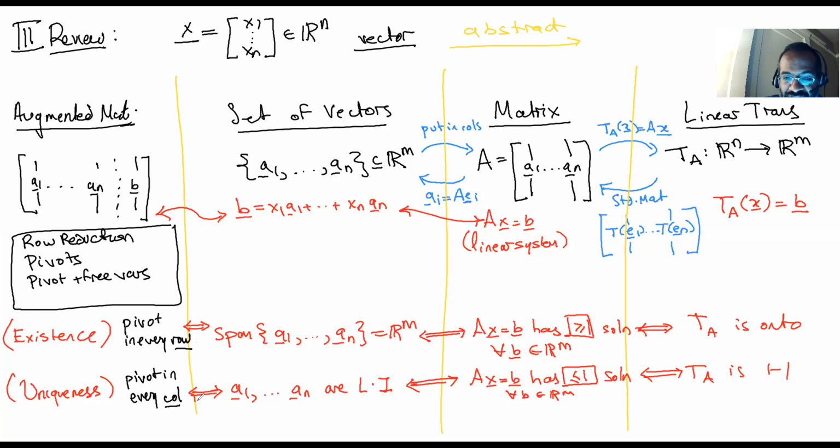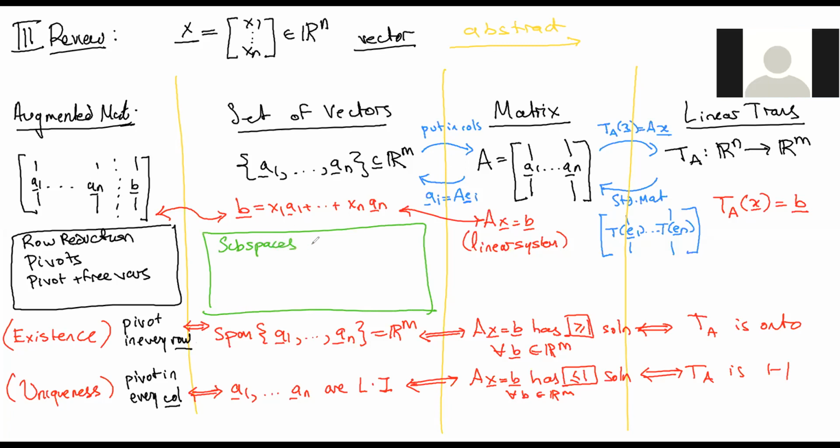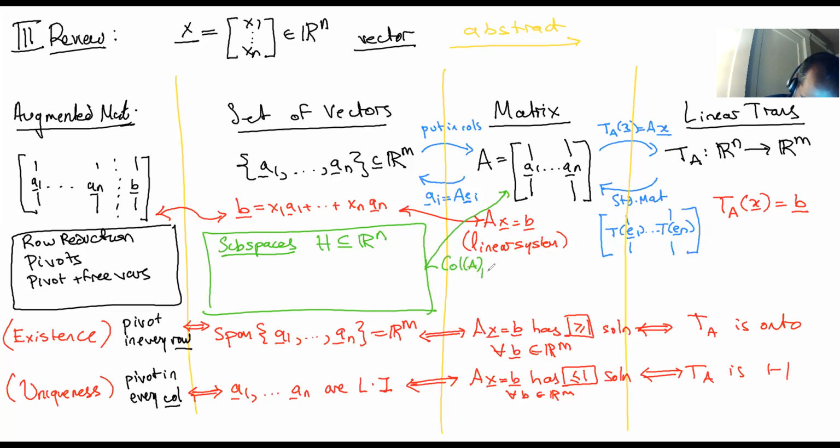And finally, I should mention the most recent thing we learned, which is subspaces. So I'll just draw it here. We learned about subspaces H of Rn. And we learned about two important subspaces associated with a matrix, right? There are two important subspaces associated with every matrix. These are the column space and the null space.